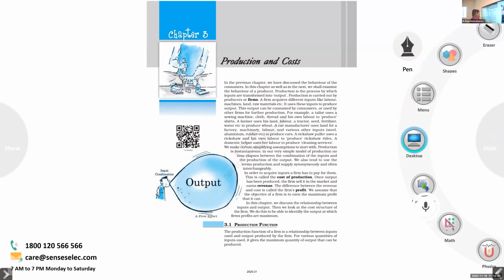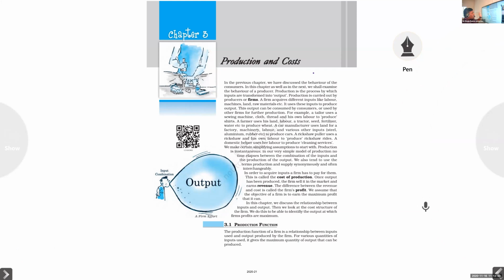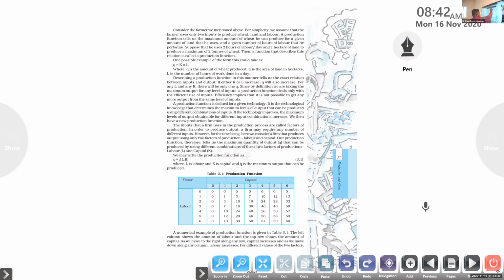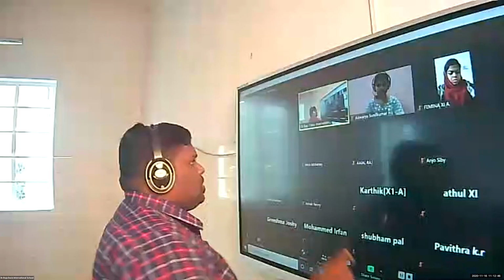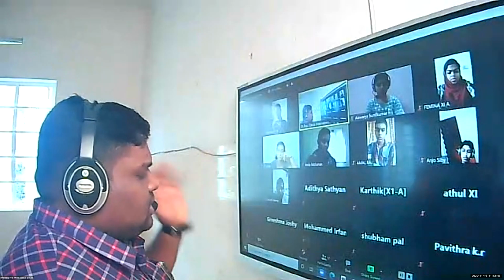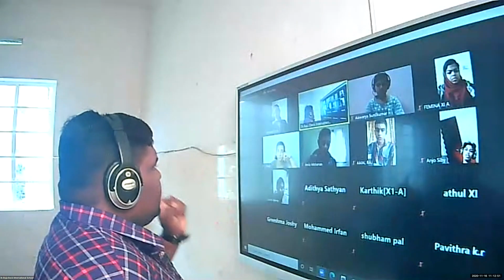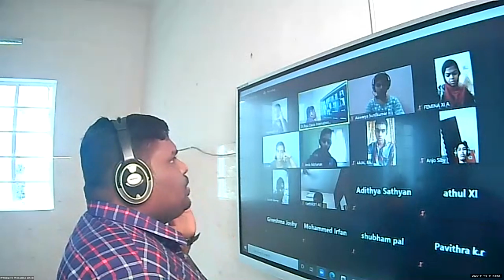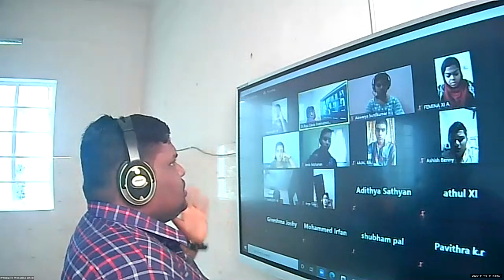Okay, so this is chapter 3, production and cost. I told you to learn a number of aspects from this particular chapter. What are they? We know the production function. What is the production function? Just remember all these things one more time. We know that without the input, it is impossible to produce the product, right? So inputs are necessary.